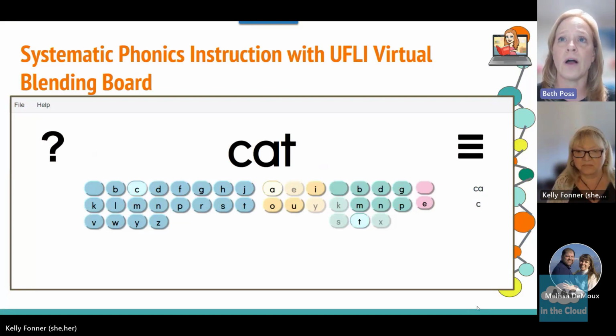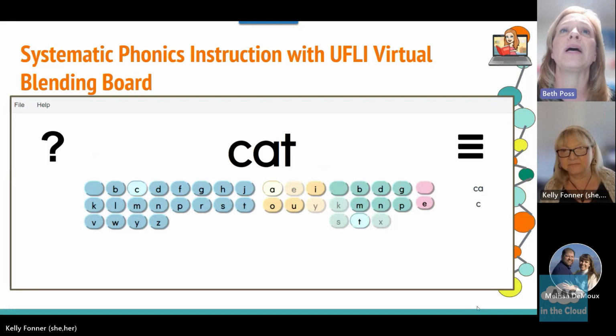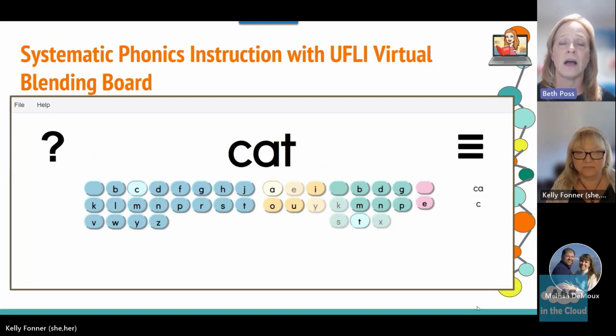This is a screenshot from the UFLI, which is University of Florida Literacy, and I am blanking on what the I is, I think instruction or initiative. It's one of those two. But it is their virtual blending board. So this was something I think that they developed during the pandemic, but it can still be used whether you're doing it virtually or whether you're doing it in person on an interactive whiteboard. It's a really, really fabulous tool.